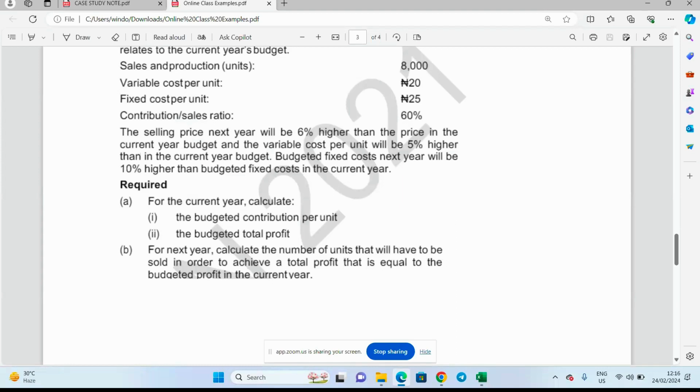Budgeted fixed cost next year will be 10% higher than the budgeted fixed cost this year. And the budgeted fixed cost this year is 25 naira. So next year will be how much if you increase it by 10%?